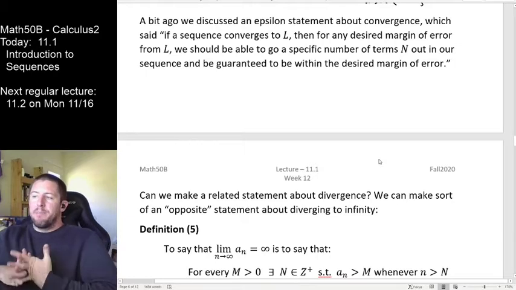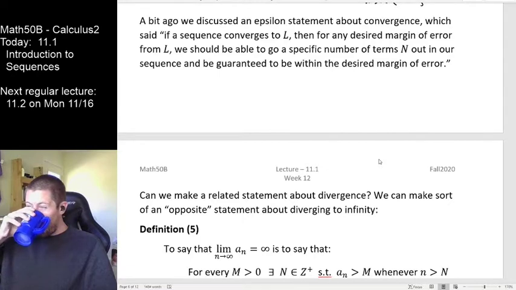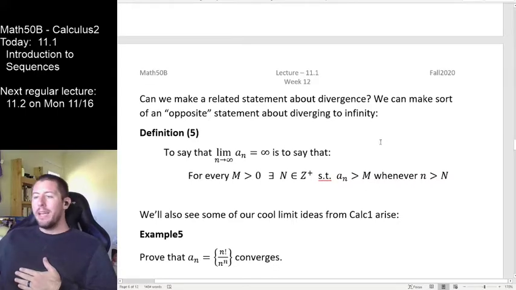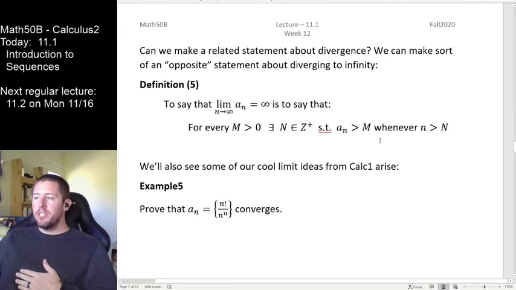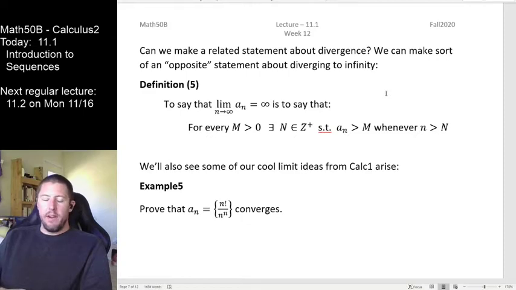So we just discussed an epsilon statement about convergence, which said if a sequence converges to a number L, then for any desired margin of error from L, we should be able to go a specific number of terms, capital N, out in our sequence and be guaranteed to be within that margin of error. Can we make a related statement about divergence? We sort of can. We're going to make an opposite statement about divergence. We're not going to play around too much with this one, since our convergence idea is way more important here.